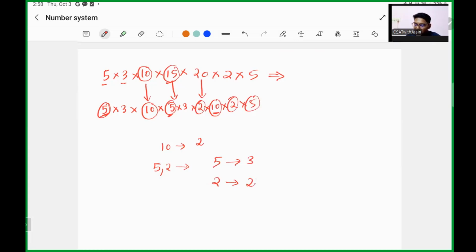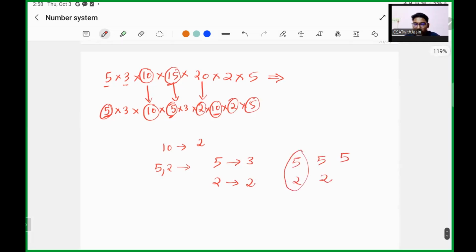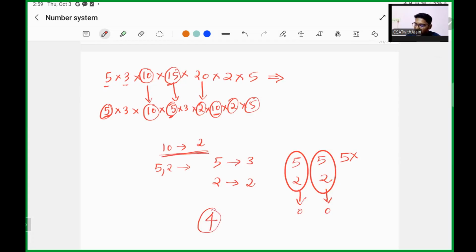So how many pairs of 5 and 2 will be there? You have 3 5s, and you have 2 2s. So one pair will come like this, the second pair will come like this, and for the third there is no pair. One pair of 5 and 2 means one 0 at the end. This pair of 5 and 2 means again one more 0 at the end. So how many zeros will be there at the end? 4 zeros will be there, because there are 2 10s and then 2 pairs of 5 and 2.